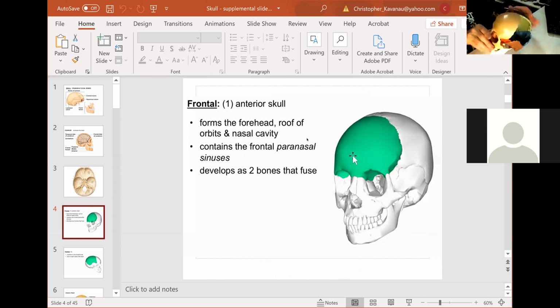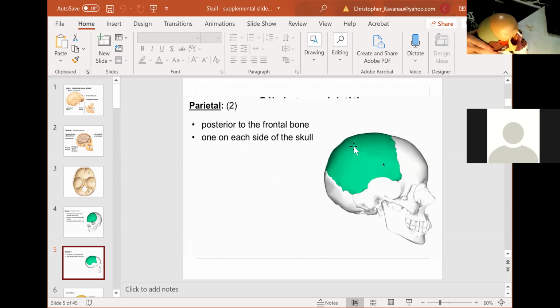All right, so this bone here, the yellow bone, or the green bone shown in the PowerPoint, is the frontal bone. Makes sense because it's frontally located, anteriorly located. And during early development, it actually starts as two bones that fuse together. So it's actually one bone as an adult.